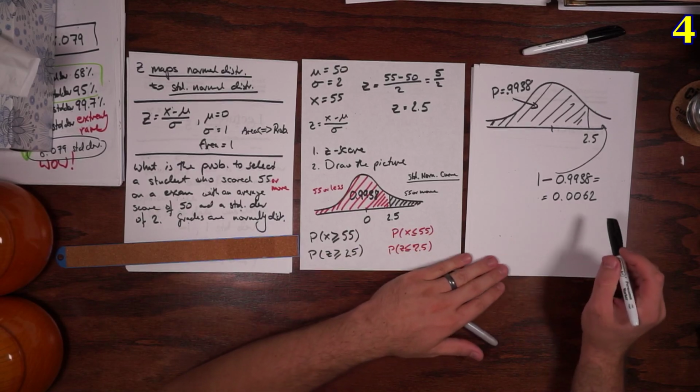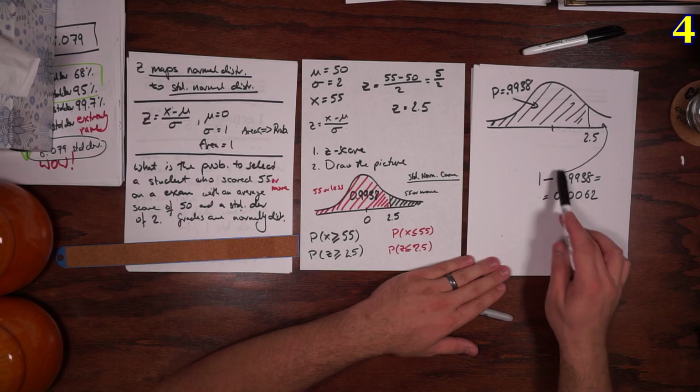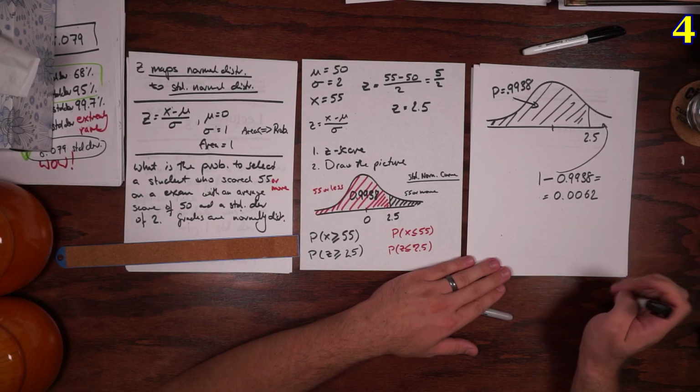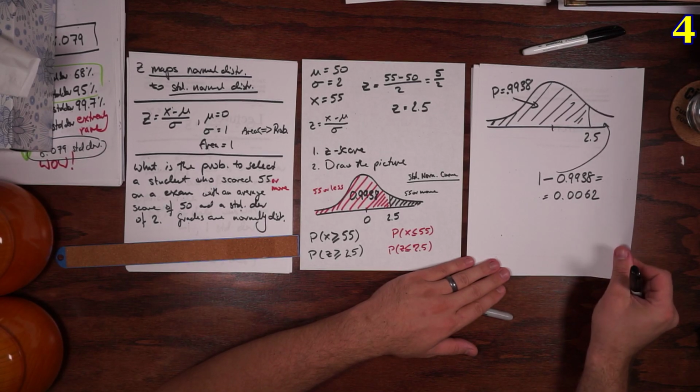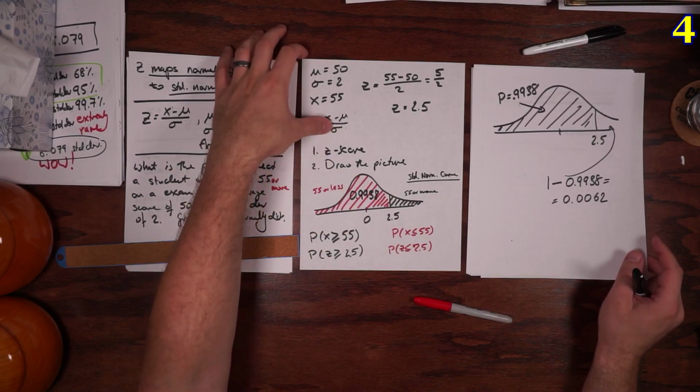Right? So depending on which probability we're looking for, we have an easy way to find it. Right, let's do one more.